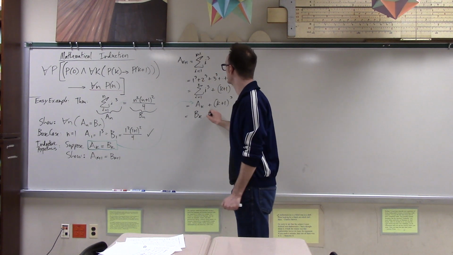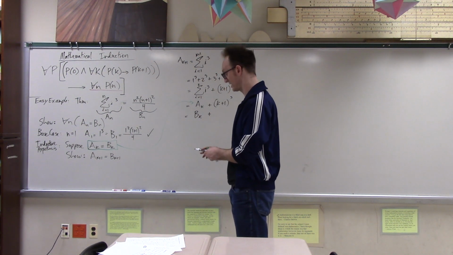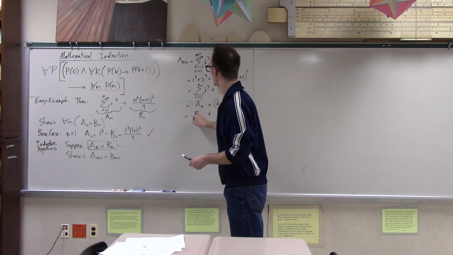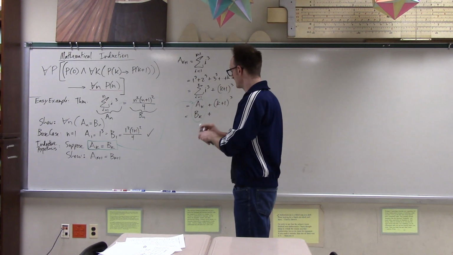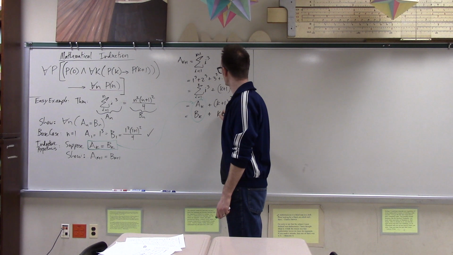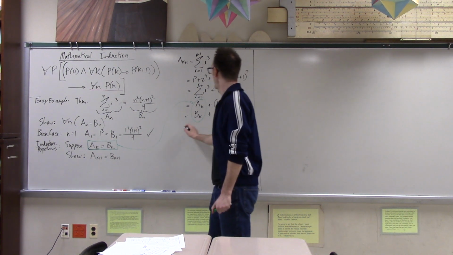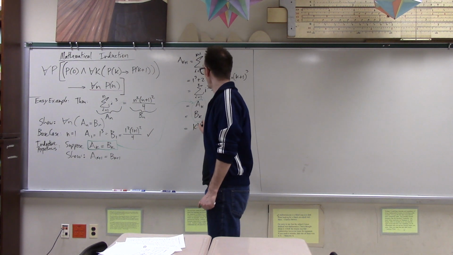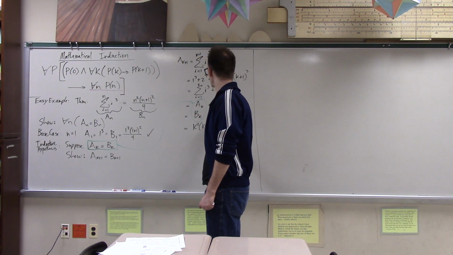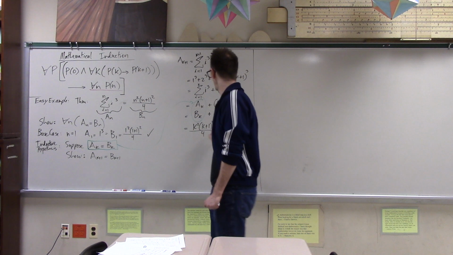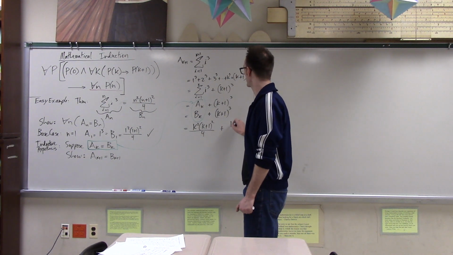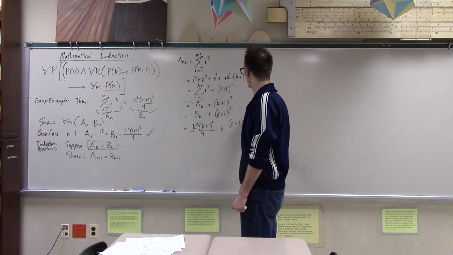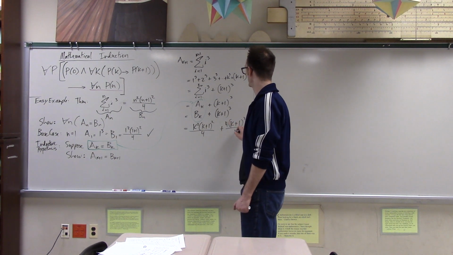So a sub k equals b sub k. This is my inductive hypothesis at work right here. And this is k plus 1 cubed. Well, b sub k plus 1 is by definition k squared (k plus 1) squared over 4. And I'm adding to it this (k plus 1) cubed. Okay, so let's write this as (k plus 1) cubed over 4.